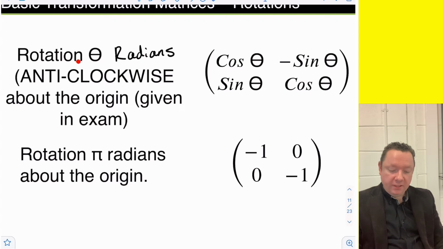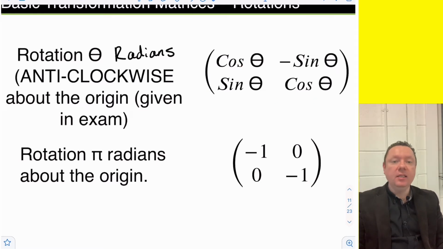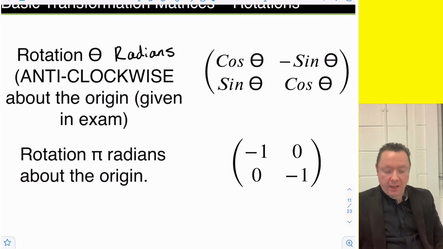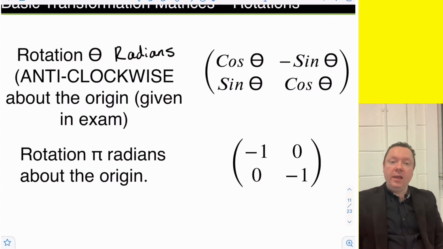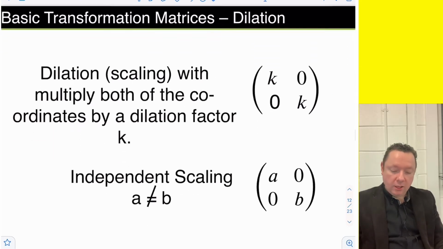So a rotation of theta radians anti-clockwise about the origin, this is given in an exam, is given by cos theta, minus sine theta, sine theta, cos theta. You can obviously work in degrees if you prefer. A rotation of pi radians about the origin is given by minus 1, 0, 0, minus 1. You could get that yourself just by substituting pi into here, or 180 degrees. And our last one, dilation, scaling. If we've got a dilation factor of k, then the transformation matrix is just k, 0, 0, k. Obviously, independent scaling, where we can have a, 0, 0, b, where a does not equal b.